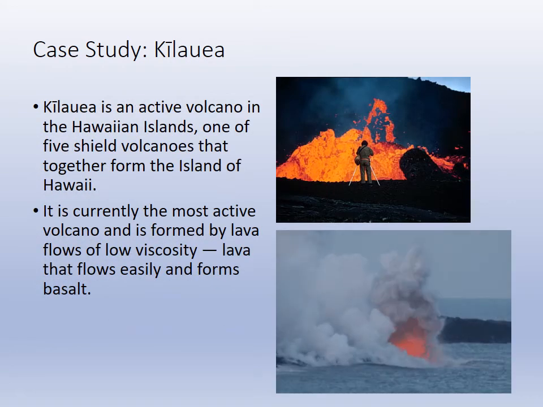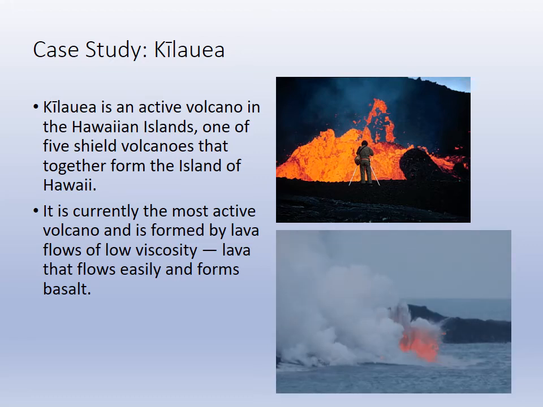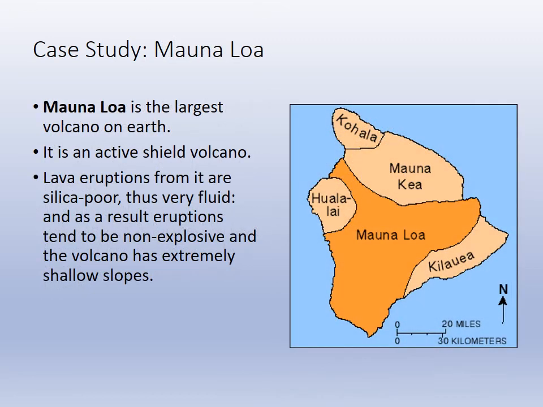Kilauea on Hawaii, the most active volcano, has basaltic lava. You can see it's the dark color, that's basalt rock, fresh basalt. Mauna Loa is the highest mountain on Earth when measured from the Pacific floor. So the Big Island of Hawaii is made of shield volcanoes.